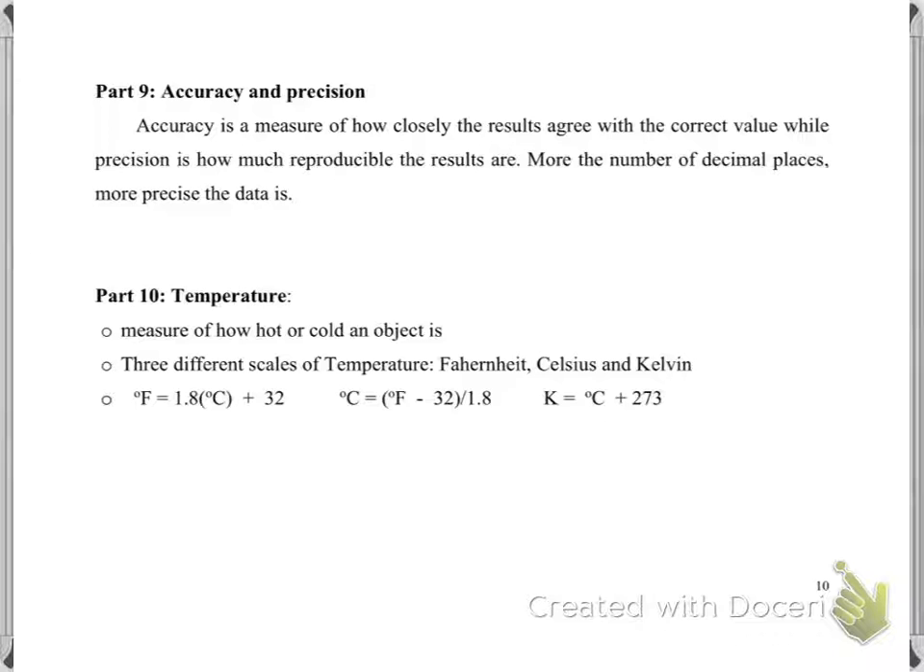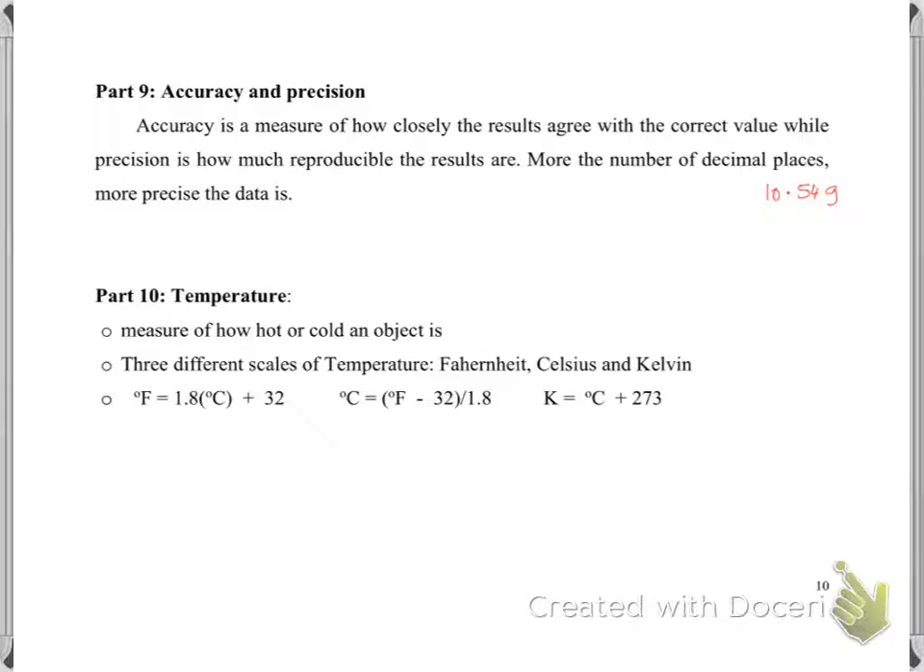Accuracy and precision. Accuracy is a measure of how closely the results agree with the correct value, and precision is how reproducible the results are. The more decimal places, the more precise the data is. So let's say the mass of the block is 10.54 grams.